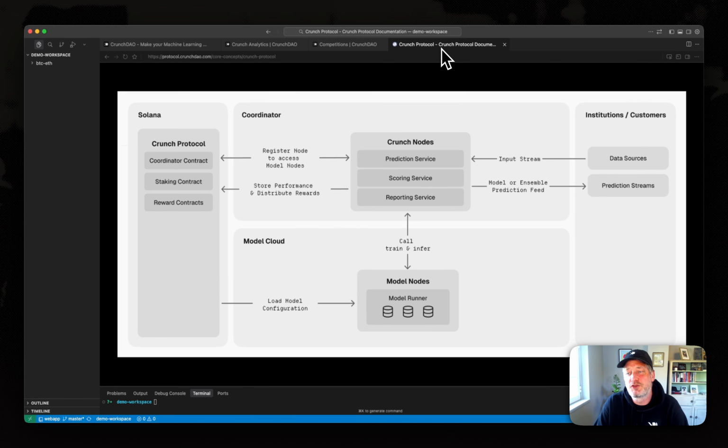All right, let's quickly come to the architecture. In these videos, I will tell you how to instantiate these Crunch nodes, but let's take a step back and understand the full picture of the architecture. Usually what happens is that an institution or a customer comes with data and they want certain prediction streams out of this data. And the way we allow everybody to build on top of our protocol is that we allow them to instantiate Crunch nodes.